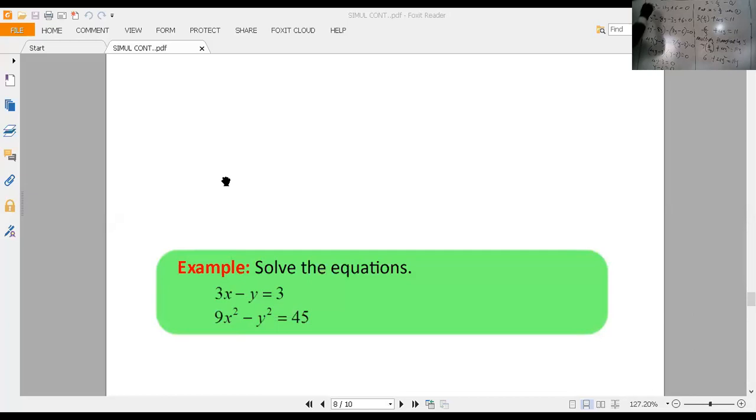Now, another equation. Let me solve this. I will give you a class work because of the time.